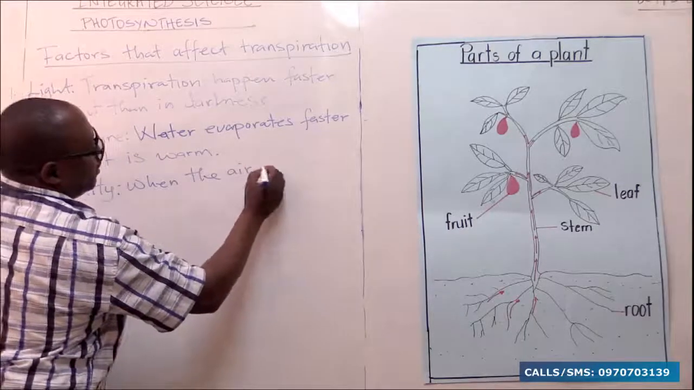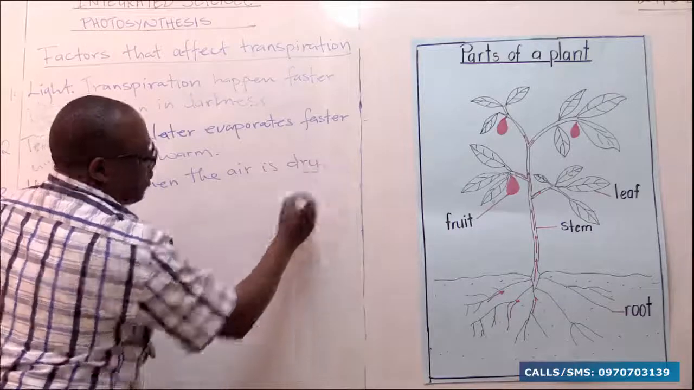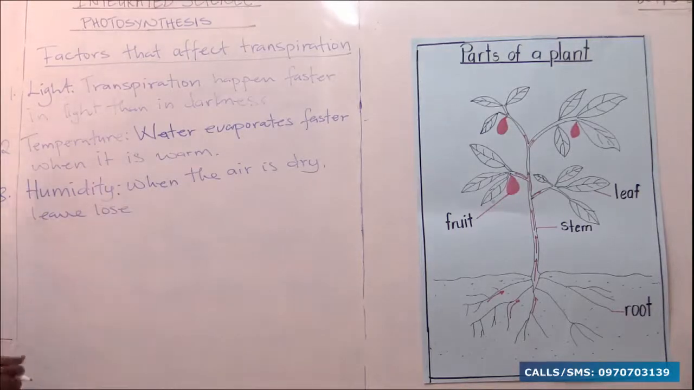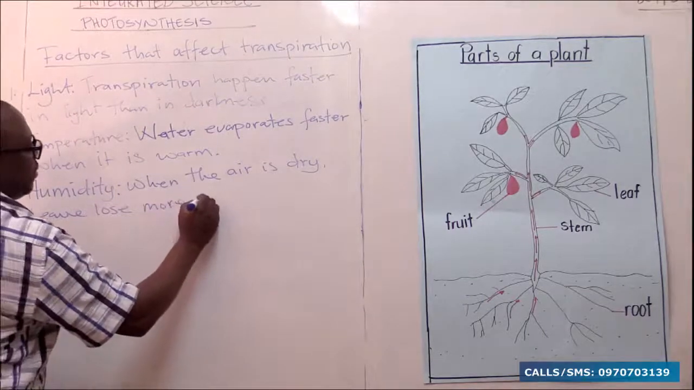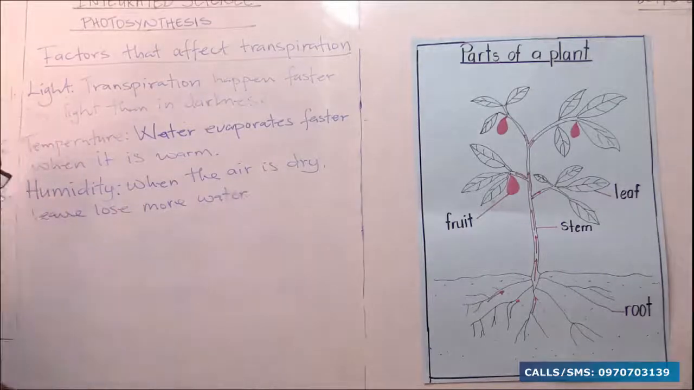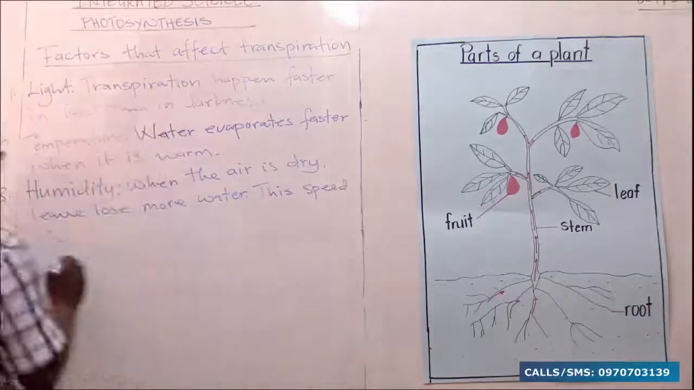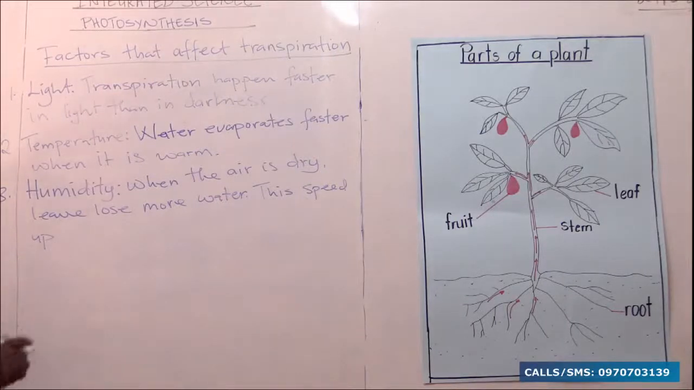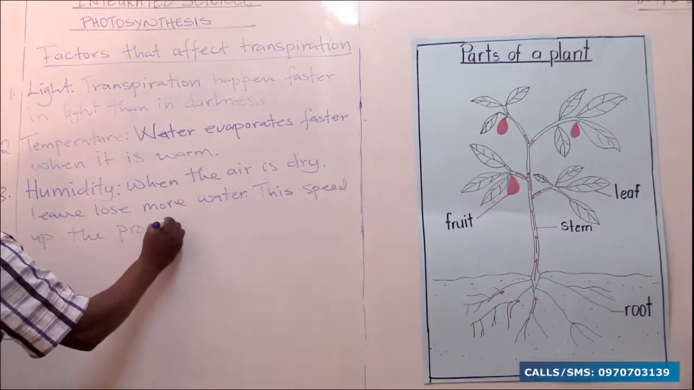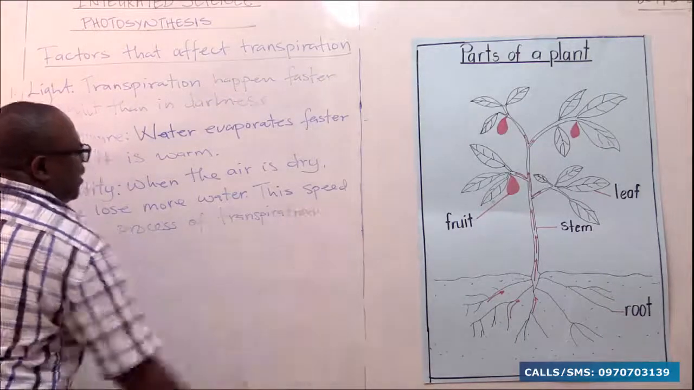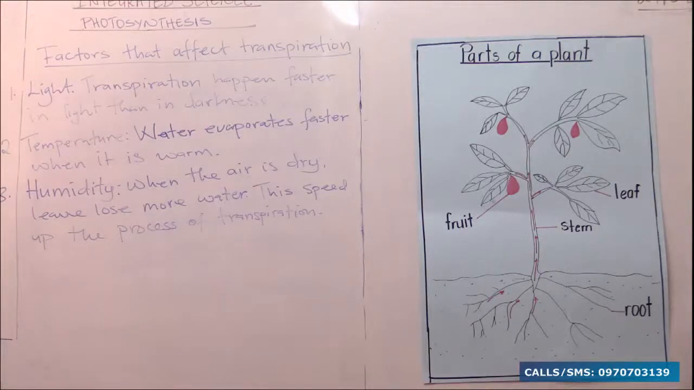When the air is dry, leaves lose more water. Okay, so when the air is dry, leaves lose more water. So this speeds up the process of transpiration. Then our fourth factor we're going to look at is wind.